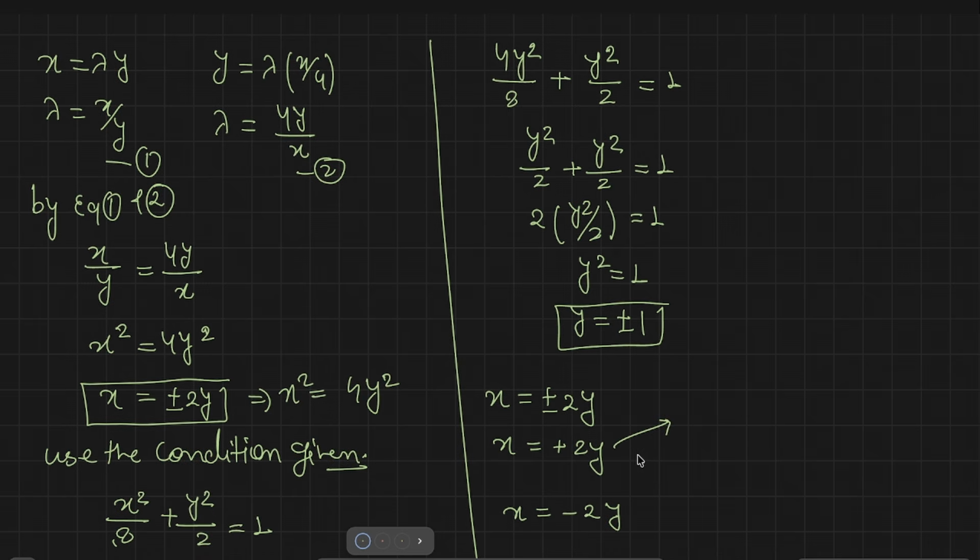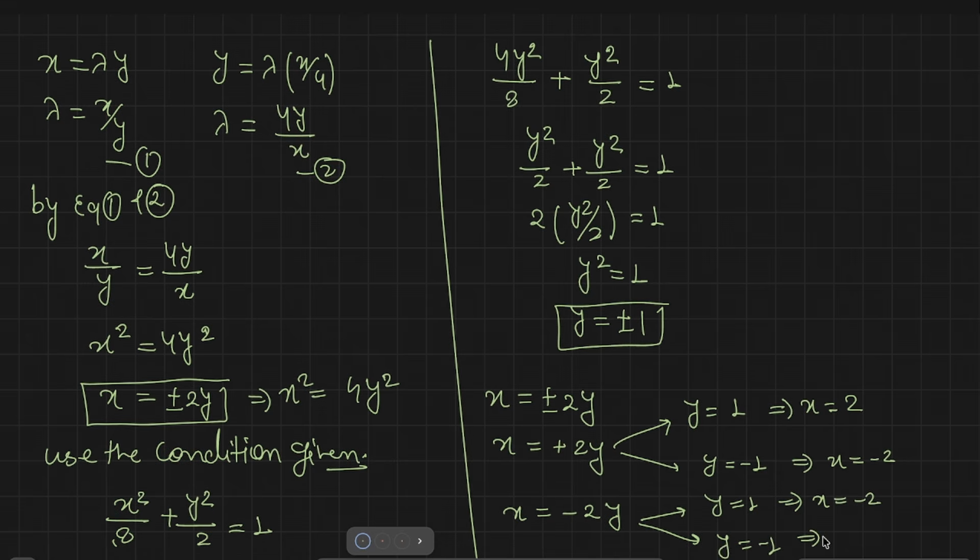But here again two cases are there. y is equals to 1, it means x is equals to 2. y is equals to minus 1, it means x is equals to minus 2. Again here also two cases. If y is equals to 1, then x is equals to minus 2. If y is equals to minus 1, then x is equals to plus 2. So what are the coordinates? From here 2 comma 1, from here minus 2 comma minus 1, x and then y. From here minus 2 comma 1, and from here 2 comma minus 1. So you have 4 different coordinates.